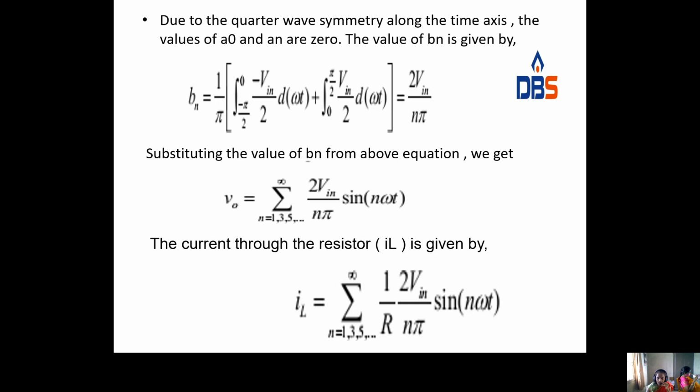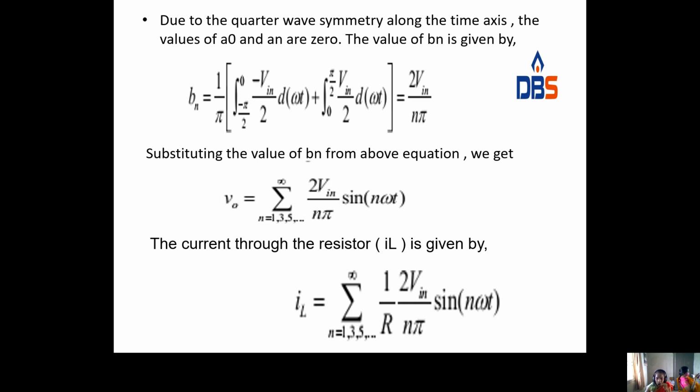The value bn is given as bn equal to 1 by pi, integral of minus pi by 2 to 0 of minus Vs by 2 d omega t, plus 0 to pi by 2 of Vs by 2 d omega t. By simplifying this, we get bn equal to 2 Vs by n pi. Substituting the value of bn in the above equation, we get V0 equal to sigma n equal to 1, 3, 5 and so on to infinity of 2 Vs by n pi sin of n omega t. Here we are taking n equal to 1, 3, 5.